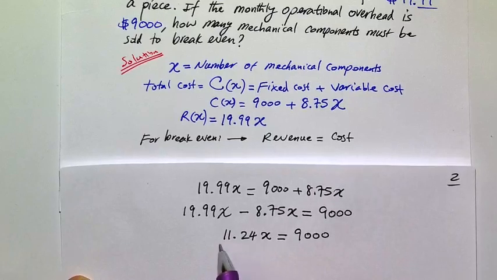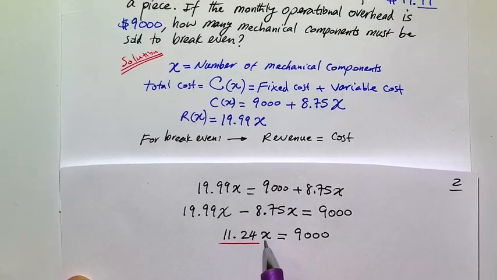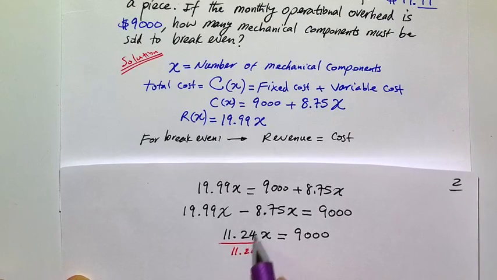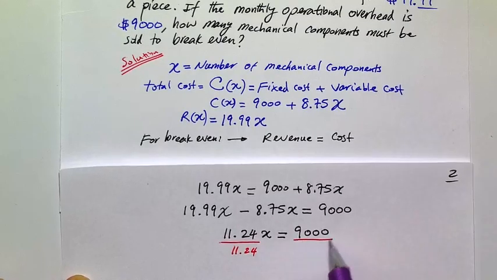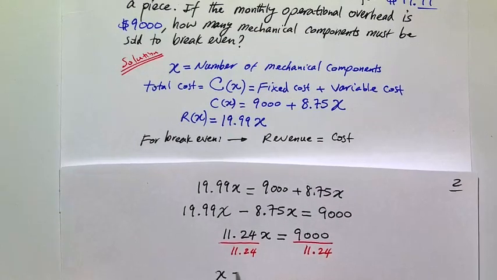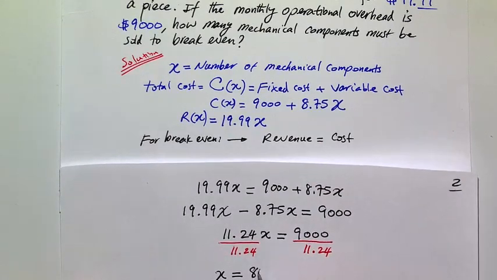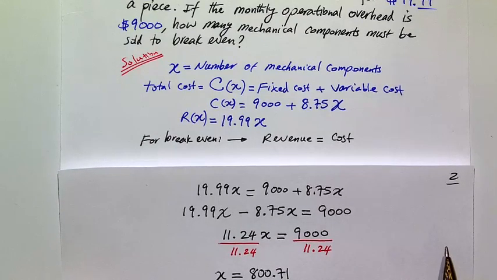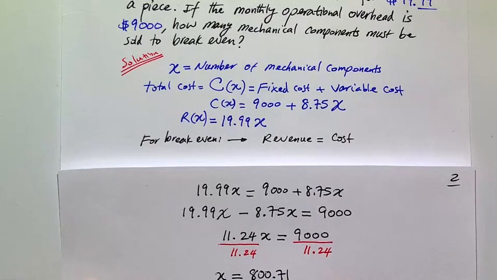And if we divide both sides, so we're solving for x, so we need to isolate it. To do that, we need to get rid of this 11.24. So we're going to divide both sides by 11.24. And that gives us x equals 800.71. Because we're talking about number of components, so let's round this to the nearest whole number.